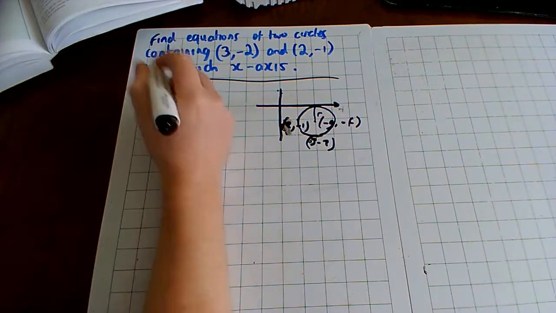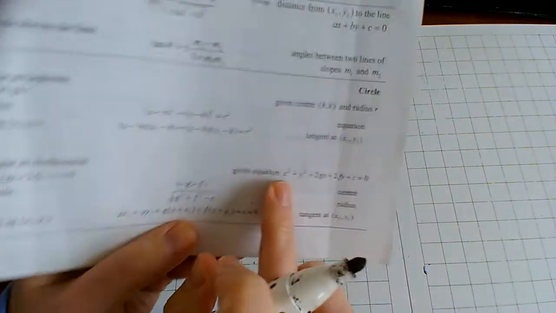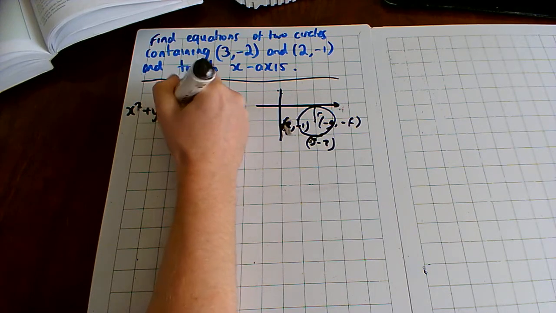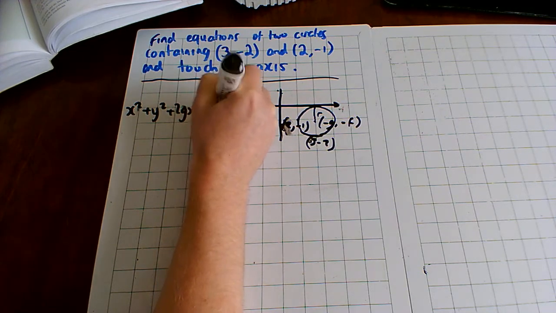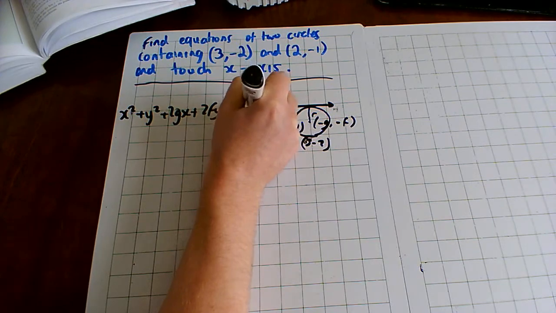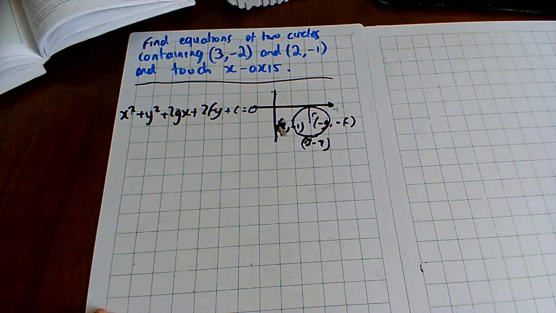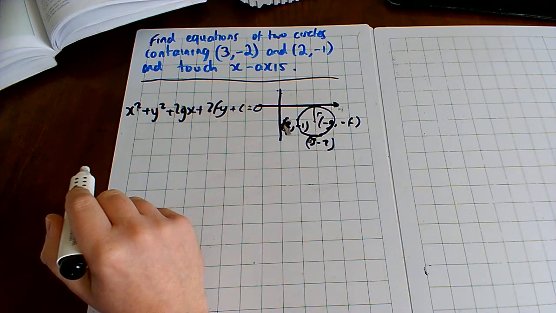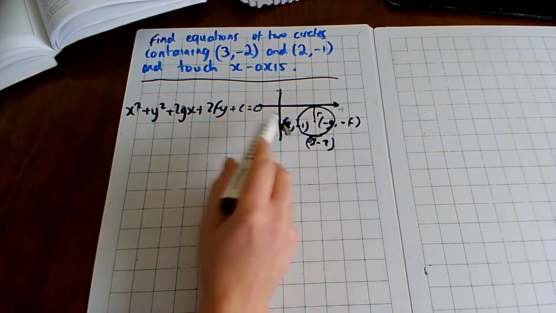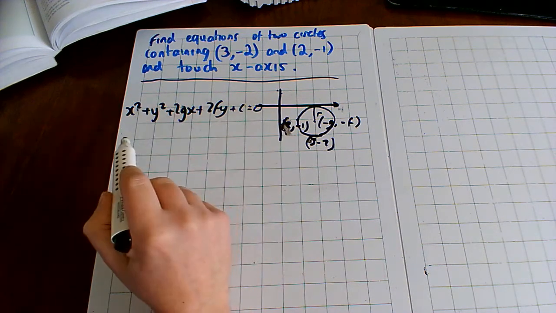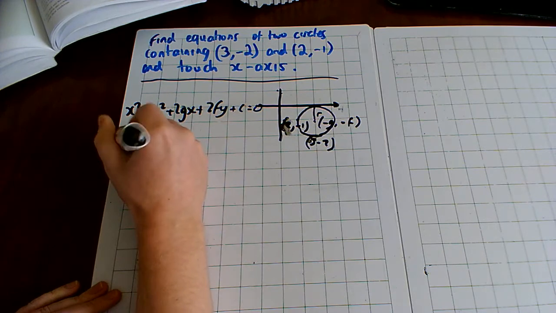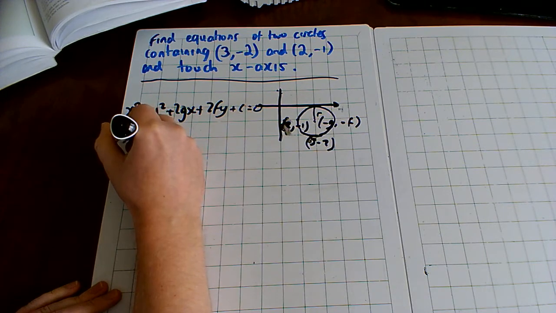Right, so from your maths tables, the equation of a circle is there. So I'm going to write out that equation. x squared plus y squared plus 2gx plus 2fy plus c equals 0. That's the equation of a circle. And what I'm going to do is substitute in my x and y values into that equation. Okay, I'm going to substitute in my 2 and my -1, and then separately I'm going to substitute in my 3 and my -2. And that's what they do first. So the first one they do is (2, -1).